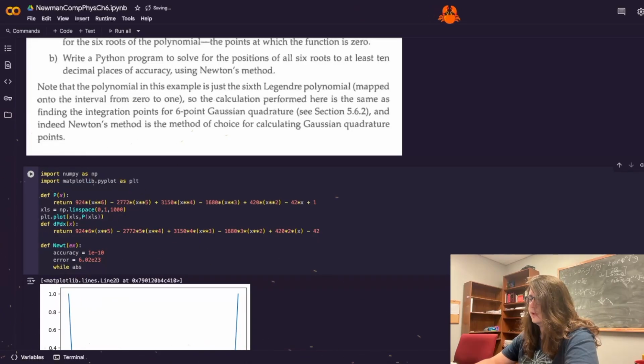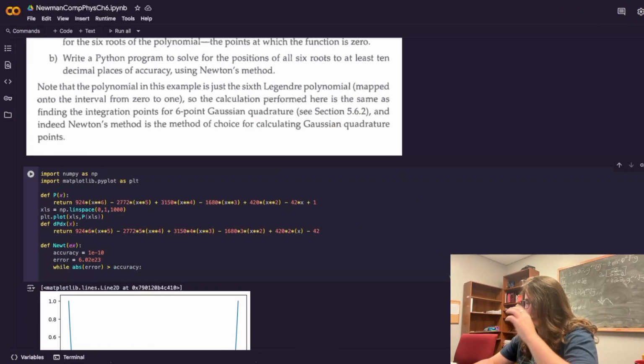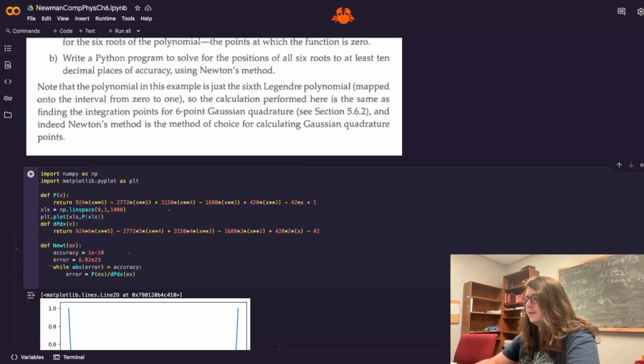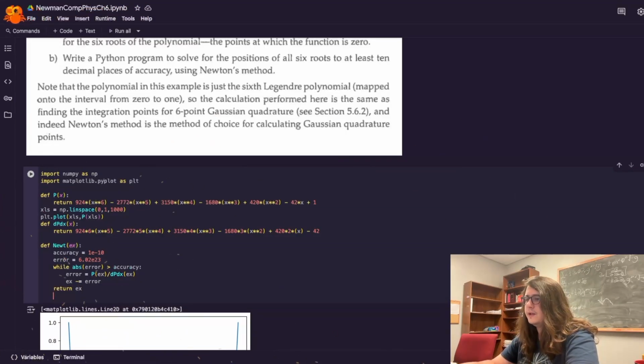So while the absolute value of the error is greater than the accuracy, you're going to go in here and say that the error is now equal to the function p of x divided by the derivative of the function evaluated at x. And once you calculate the error, you subtract it from your guess, and whenever it hits the desired accuracy, you'll return the root.